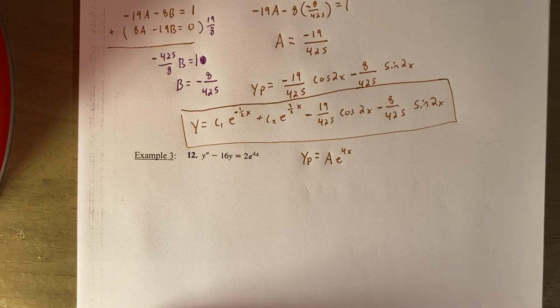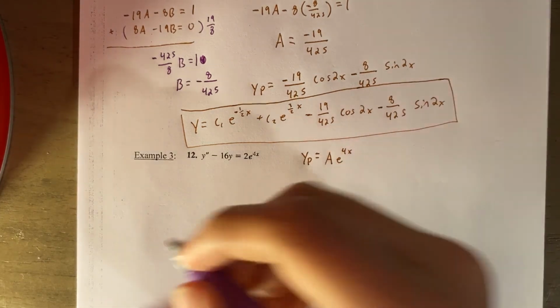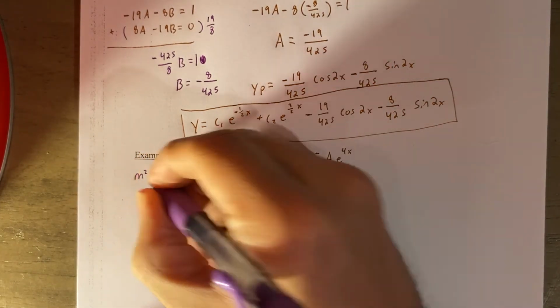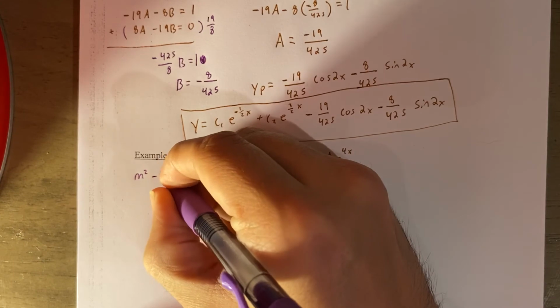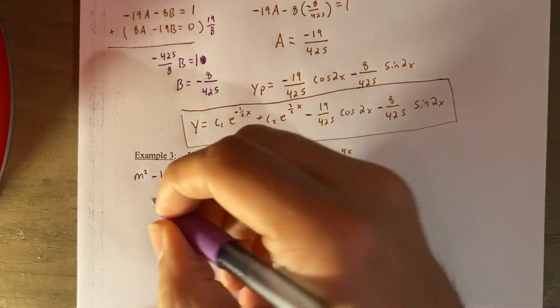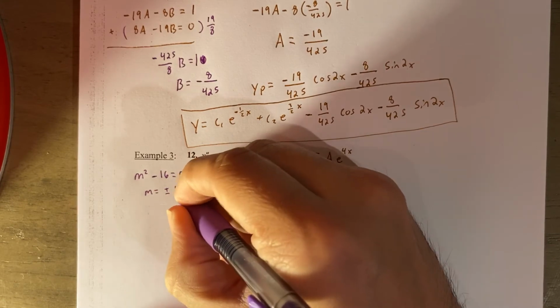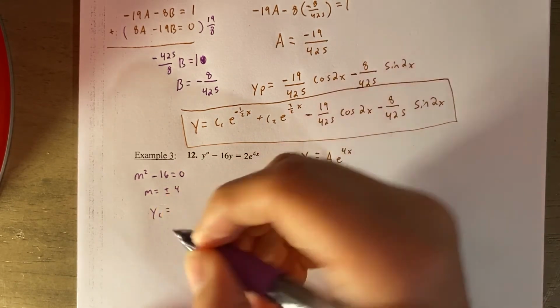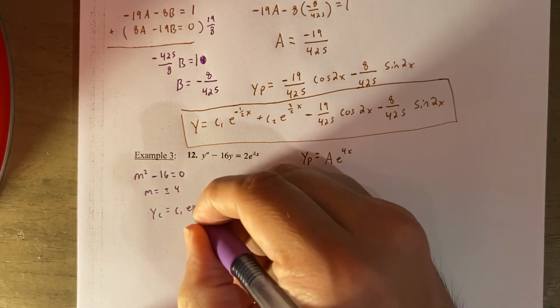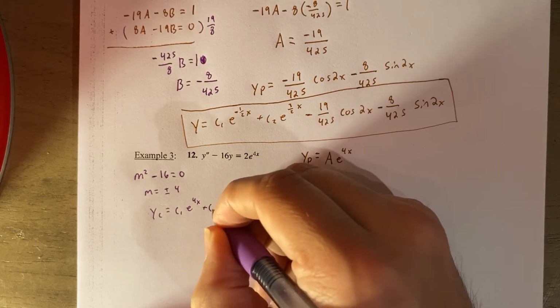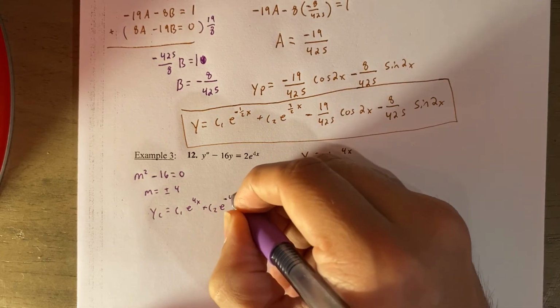Let's find our complementary solution first. I'm going to change up colors a little bit. This is going to be m squared minus 16 equals 0. Well, that's nice. It's just going to be m equals plus or minus 4. And so our complementary solution is going to be c sub 1 e to the 4x plus c sub 2 e to the negative 4x.